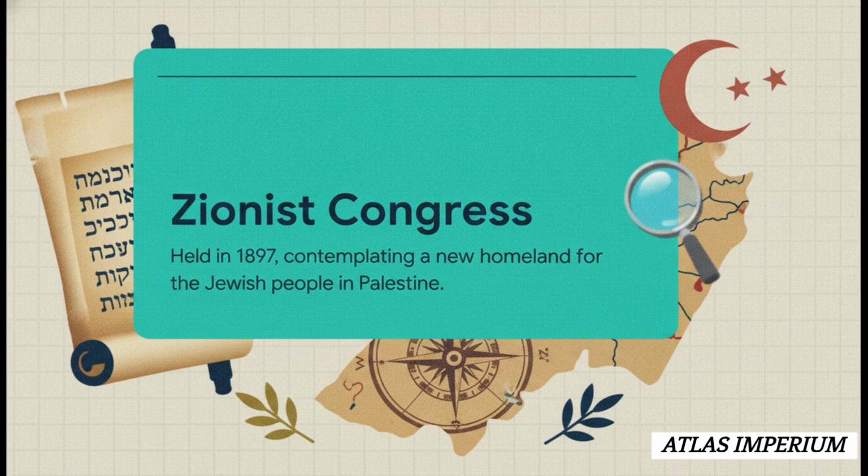In 1897, the first Zionist Congress is held in Basel, Switzerland. For the very first time, this movement formalizes the contemplation of founding a new, permanent homeland for the Jewish people in Palestine. But there's a major roadblock. This territory is tightly controlled by the Ottoman Empire, and they are fiercely opposed to the project.